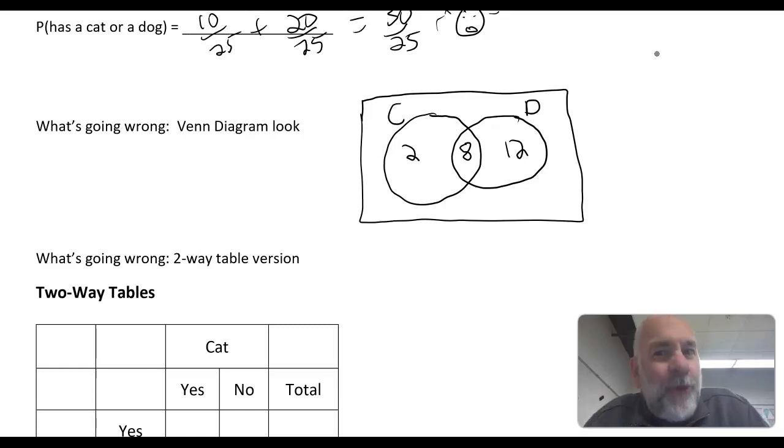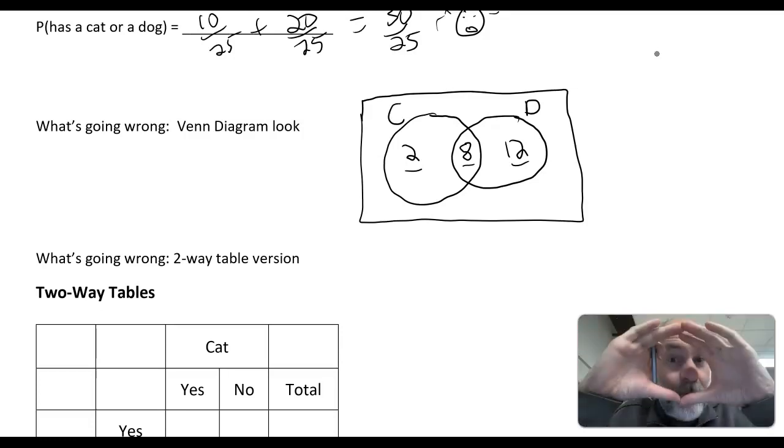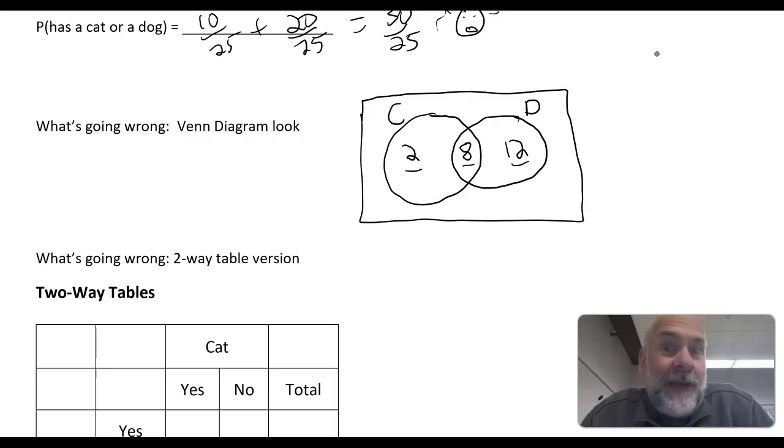So really there aren't 30 people between the two circles. There's 2 plus 8 plus 12, which is 22 people. Now these are disjoint groups: the people who only have a cat, the people who only have a dog, and the people who have both. Those are disjoint, so I could add those up and it would make sense, and I wouldn't be double counting. So the problem with adding 10 and 20 is you're counting the same people twice.